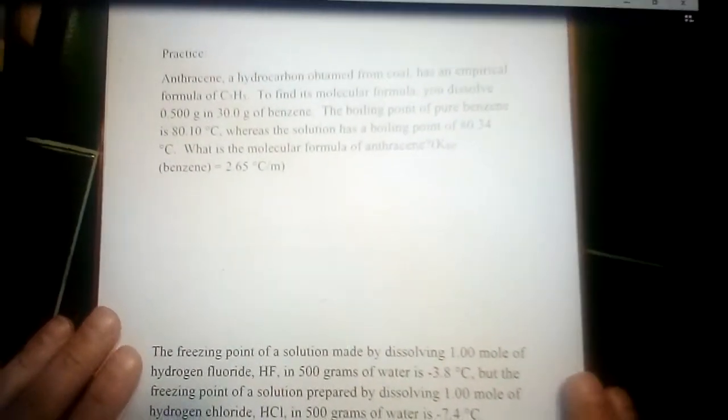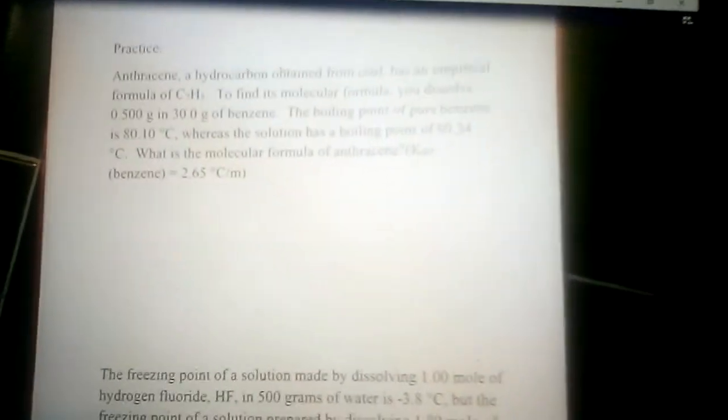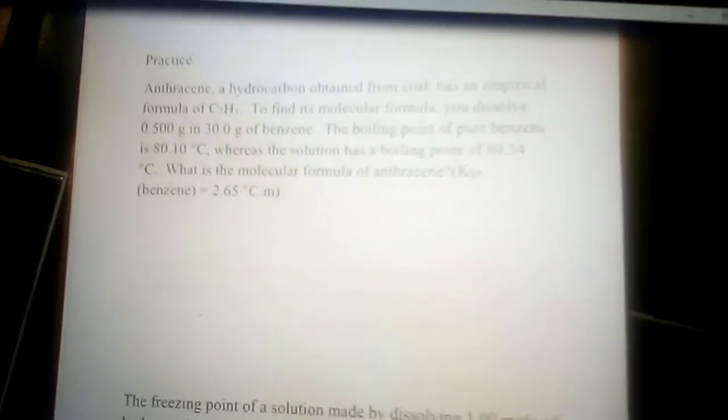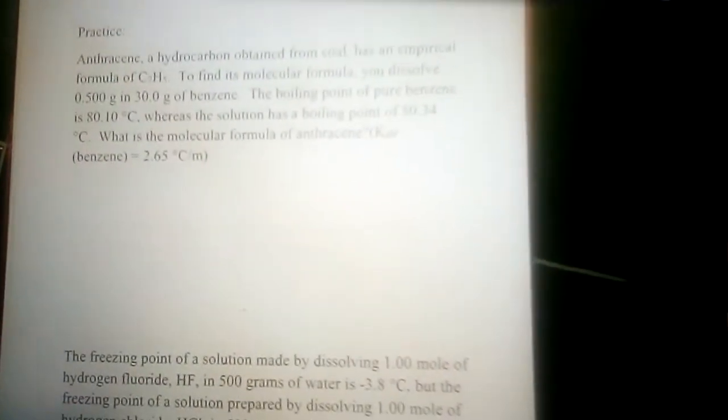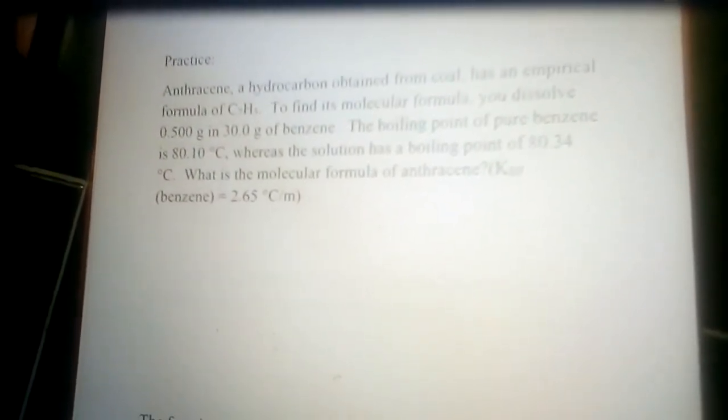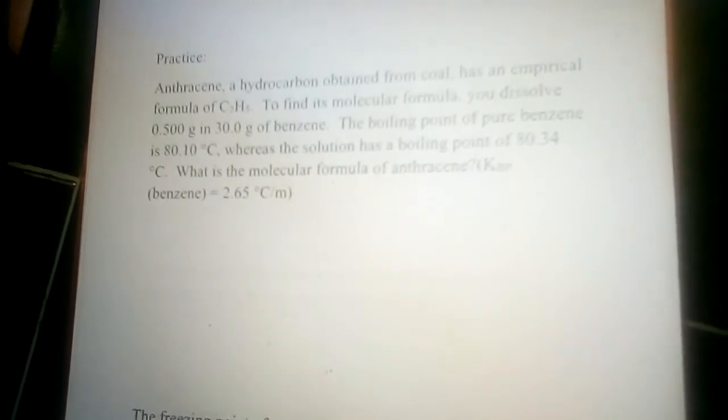Some fairly in-depth problems here in chapter 11, so I think it's worthwhile going through and practicing a few more examples just to make sure we're clear on all the things that we might encounter as we move on to some of the testing type materials. So the first problem here, we've got this compound, anthracene.